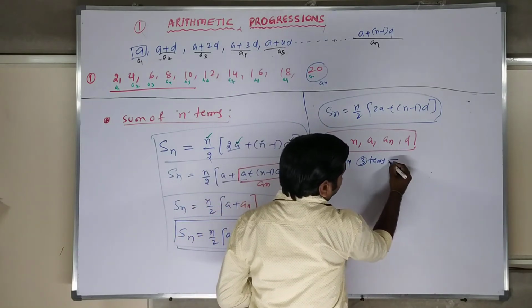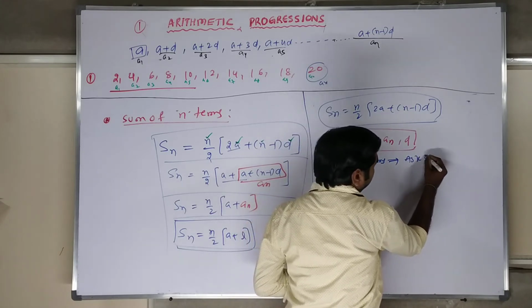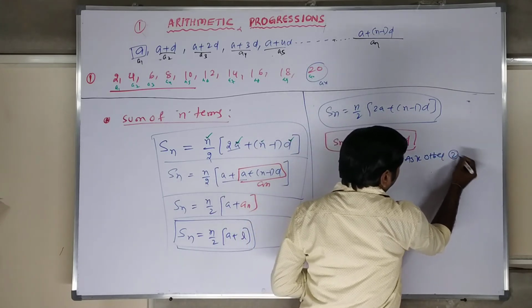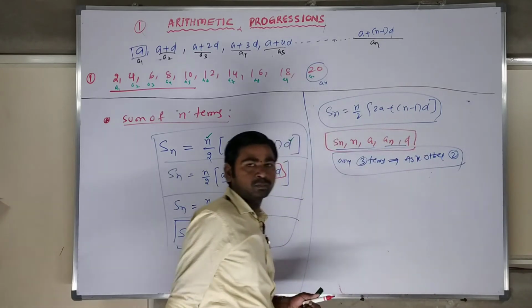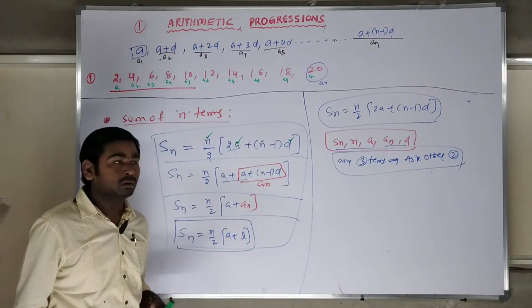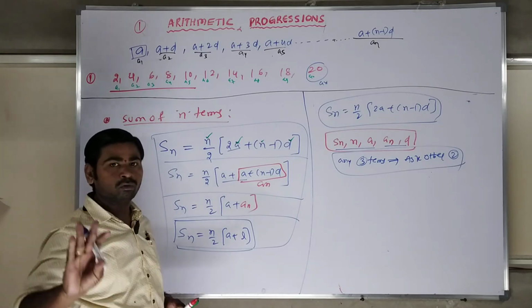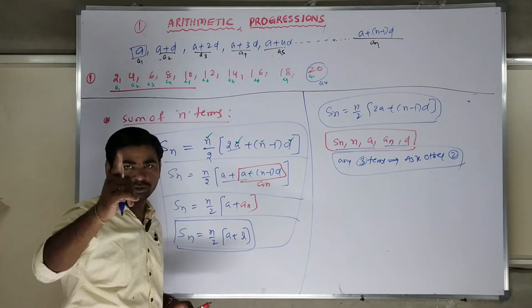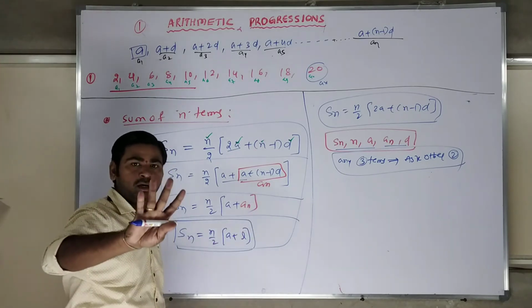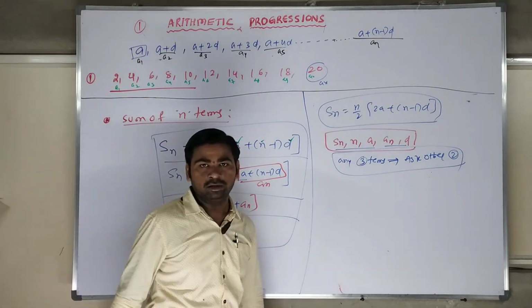Any 3 terms, they will ask the other 2. Any 3 they will give, they will ask the other 2. You need to find it out. In this case, they will give 4 terms; a n is equal to a plus n minus 1 into d. You can find it. 3 they mention, the other 1. Here they will mention 5 terms, they will give 3, the other 2 you need to find out.